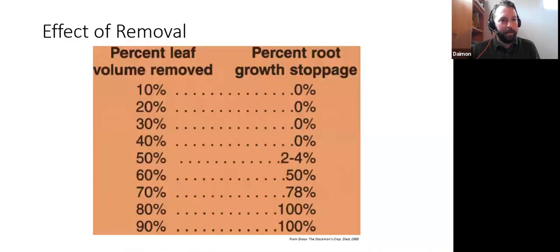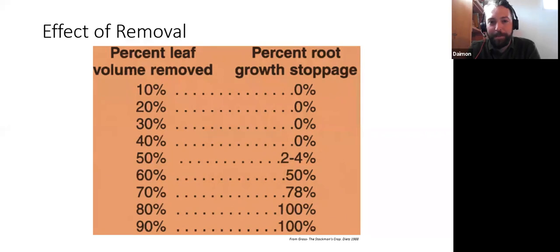Next slide, Carl. One really interesting thing is from a study that was done quite a while ago. You may have heard the old adage that when you're grazing, you want to take half, leave half of the forage volume that you see. This quite drastically demonstrates that point, where up to 50%, there really isn't much impact on root growth.